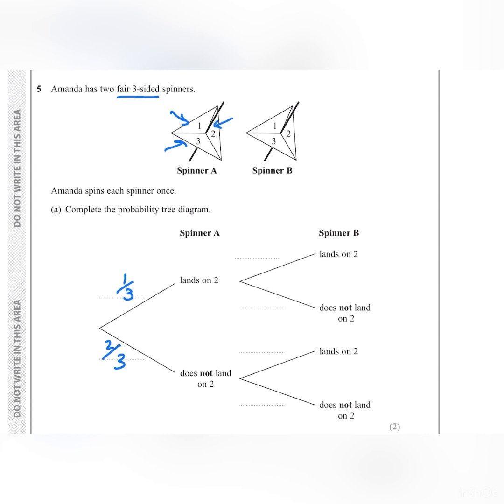And the spinner B lands on 2. Again, we have just got one option there. It's 1/3. And same thing over here, does not land on 2, 2/3, and 1/3, and 2/3.